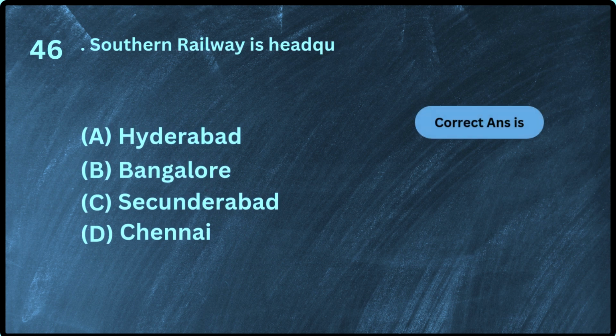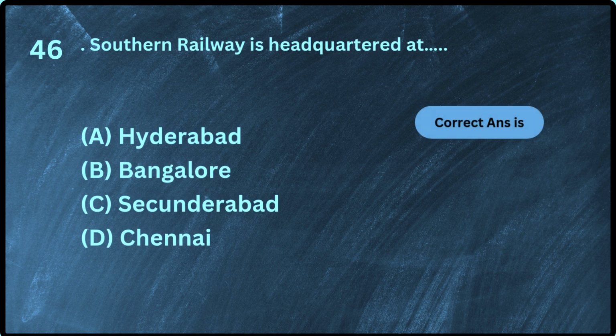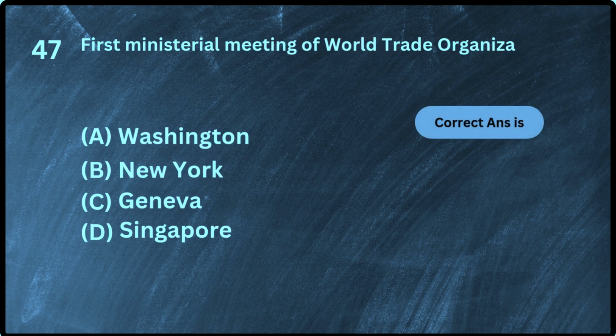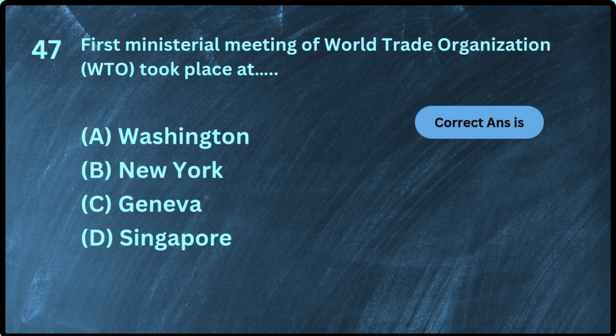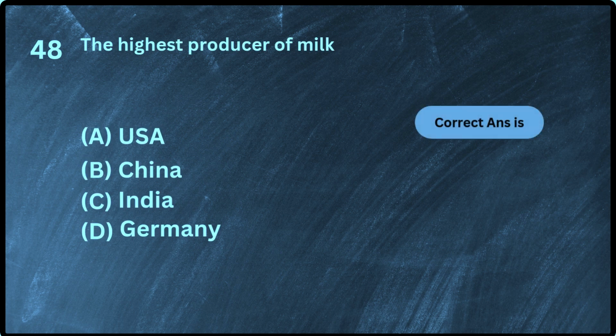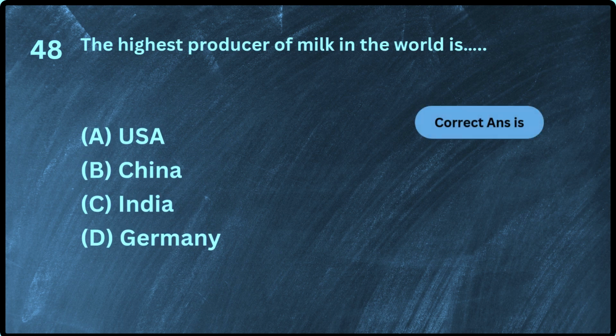Southern Railway is headquartered at. Correct answer is option C. First ministerial meeting of World Trade Organization (WTO) took place at. Correct answer is option D. The highest producer of milk in the world is. Correct answer is option C.